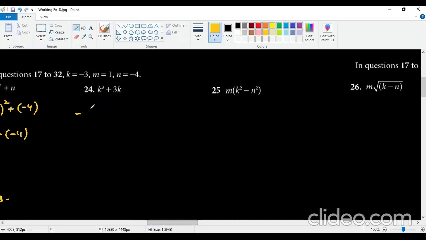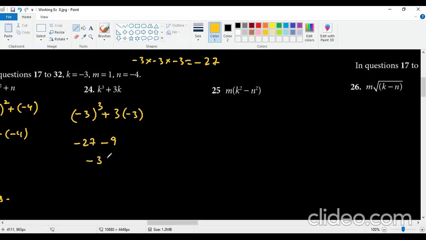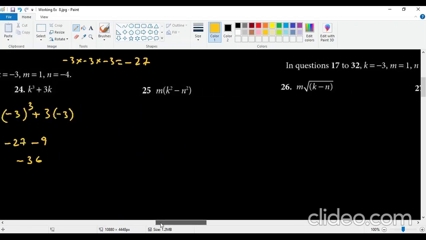Value of k is negative 3, which is a cube, plus 3 times negative 3. This is giving you a negative 27, because minus 3 times minus 3 times minus 3 is going to give you a negative 27. And this gives you minus 9. So minus 9 and minus 27 is going to give you a 36. Negative 36 is going to be your final answer.